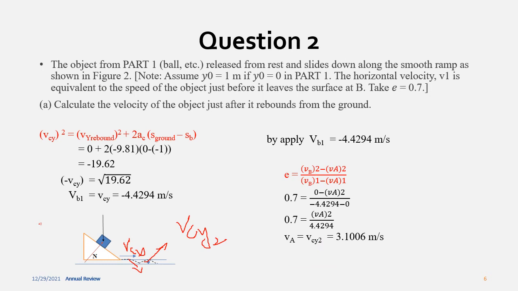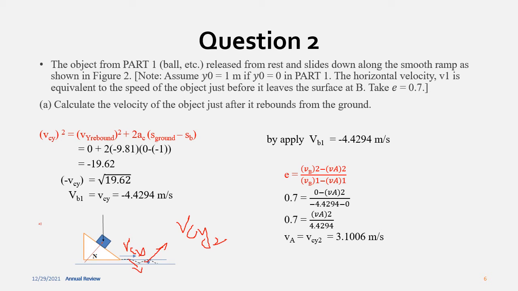Okay, we continue to question 2. The object from part 1 is released from rest and slides down along the smooth ramp as shown in figure 2. Assume y naught equal to 1 meter, if y naught equals 0 in part 1. The horizontal velocity v1 is equivalent to the speed of the object just before it leaves the surface at B. Take the e equal to 0.7.